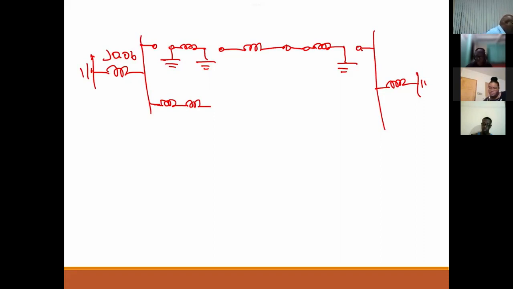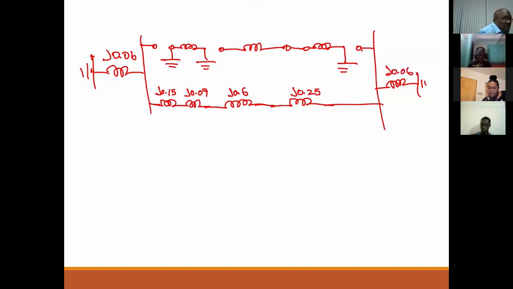All right. So down here we have J0.15 and then J0.09. And so A is closed and we go to the transmission line. And that is J0.6, yes? And the other transformer, similar to this one. So we also have the A being closed. And that is it. So this then gives us 0.25. All in per unit? J0.06.